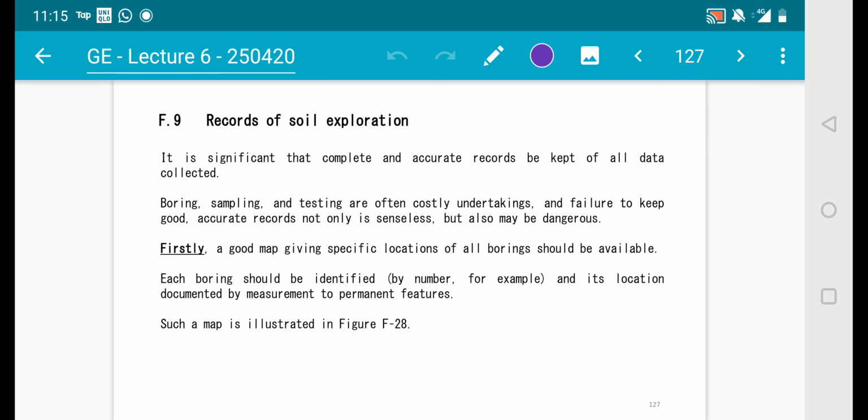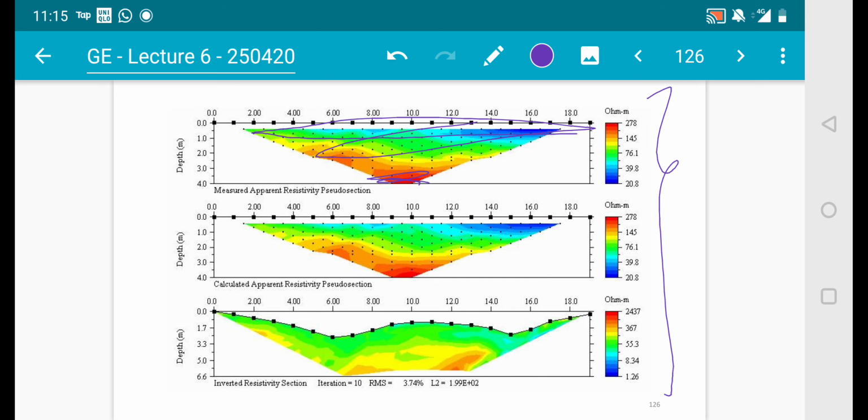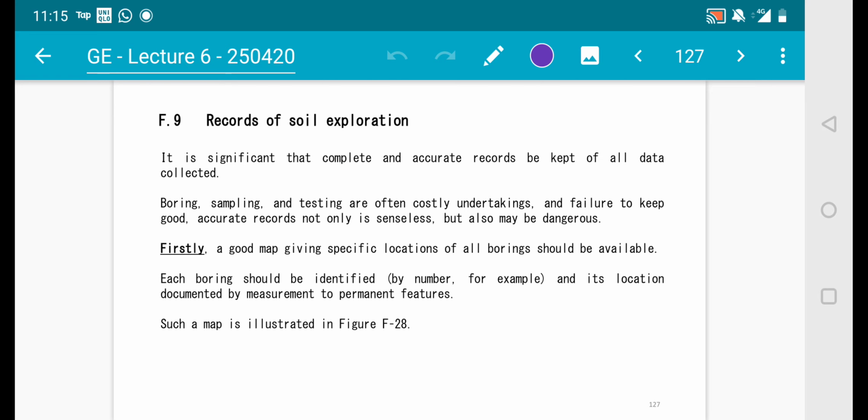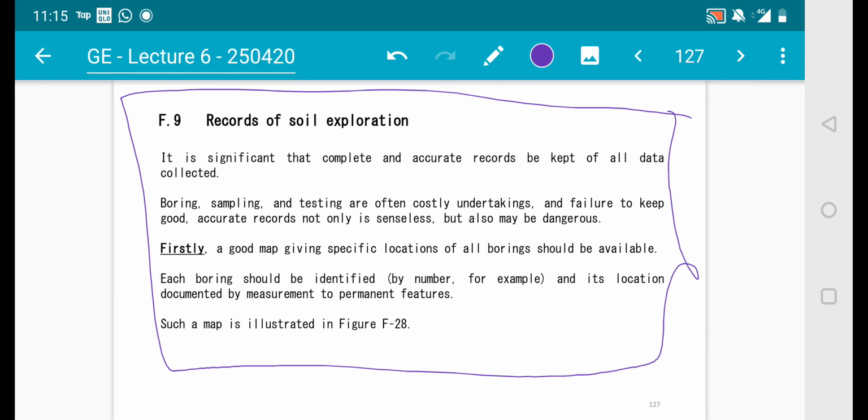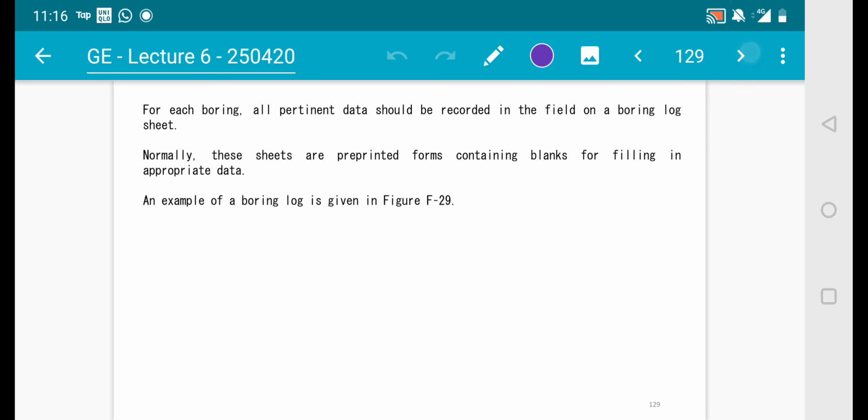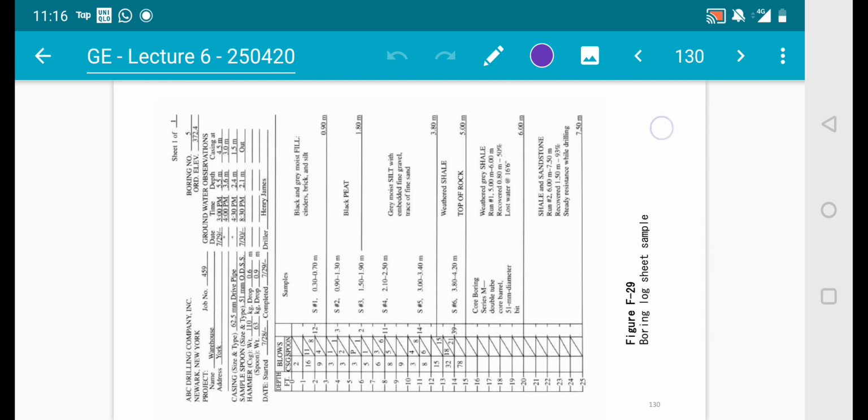Right, so when you have all these types of testing and results, you need to arrange them in such a way that they are representable and easy to understand. This will be discussed in the next chapter, which is records of soil exploration. Again, I have given you a lot of SI examples in your assignment and also in your class in integrated design project. So you just need to arrange it in such a way that it's nice to look at.